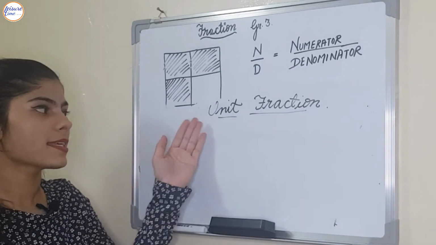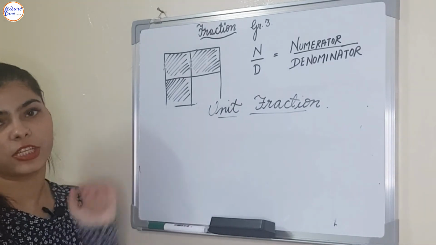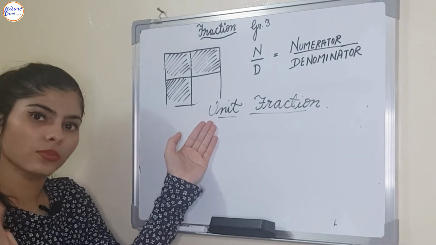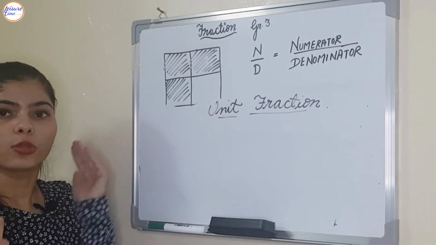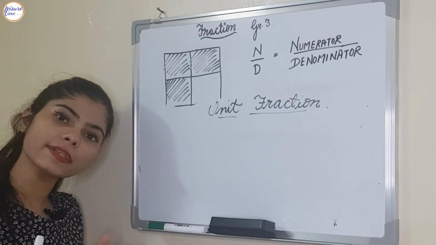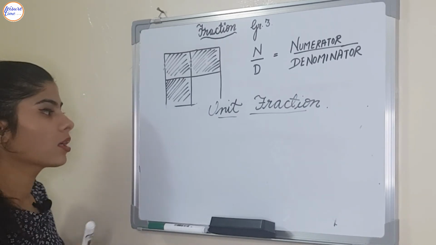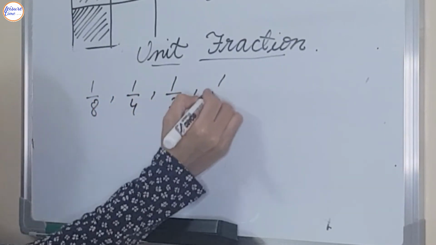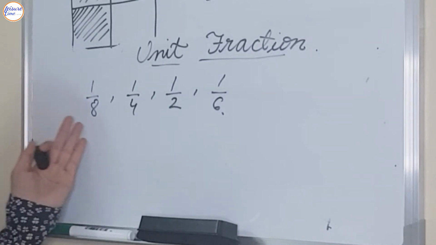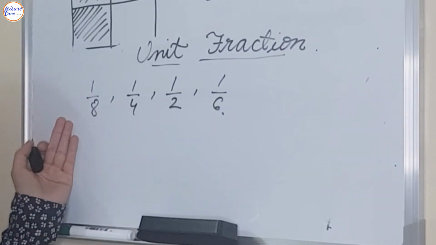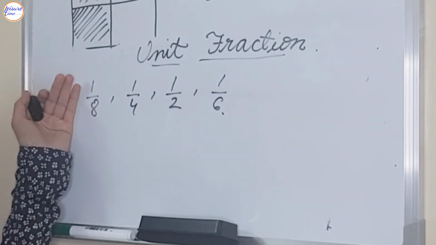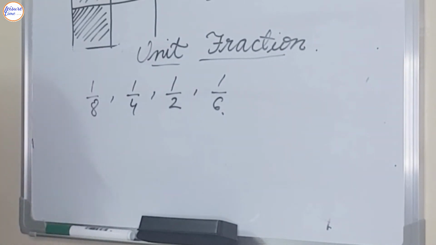Now this is our last fraction, which is unit fraction. Unit means 1. So unit fractions are those fractions whose numerator's value is 1. For example, 1 by 8, 1 by 4, 1 by 2, 1 by 6. All these fractions are unit fractions because their numerator's value is 1.